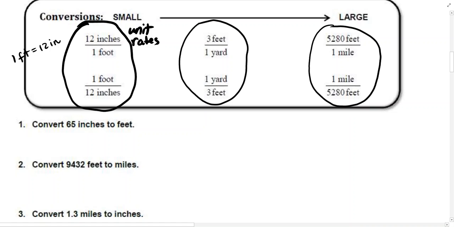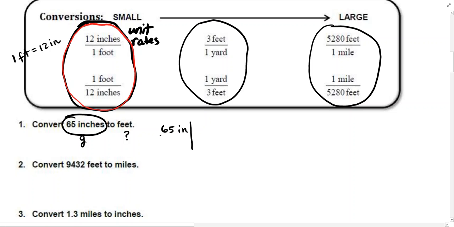It says to convert 65 inches to feet. So 65 inches is going to be the given, and the feet is going to be the unknown. Can we go directly from inches to feet? Yes, we can. We're going to have to use this relationship right here. 1 foot is 12 inches. And the way I taught you in class, the first thing you're going to do is write the given. All right, the given is 65 inches.